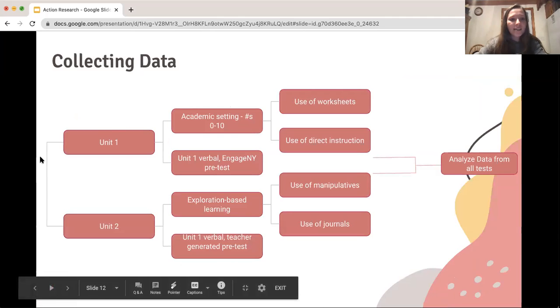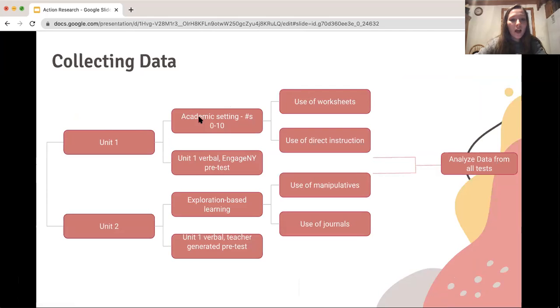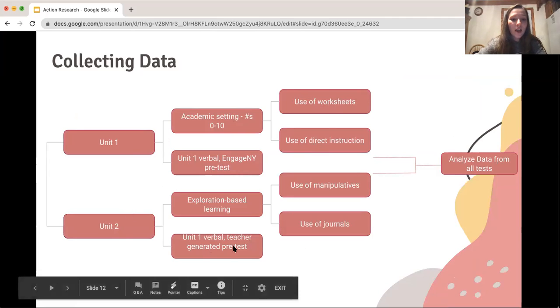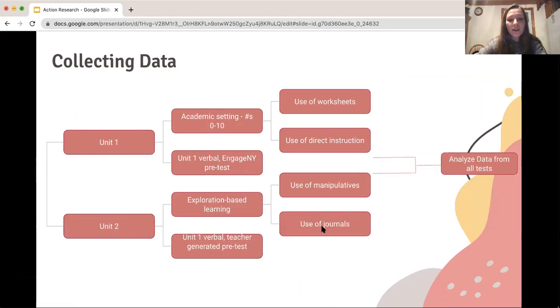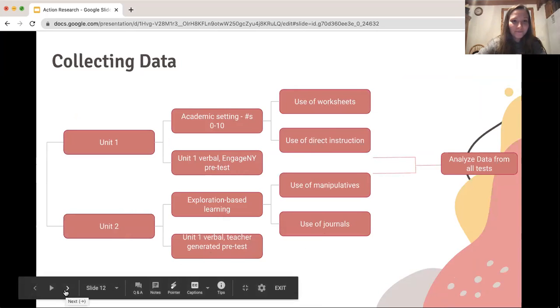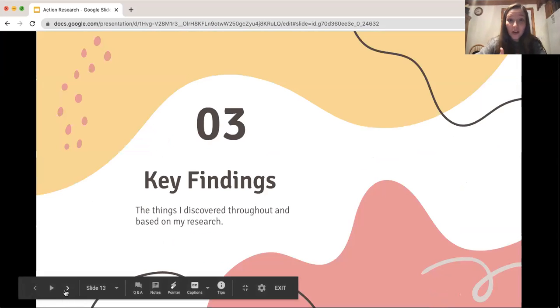So just like I said, collecting data for Unit 1, there was a Unit 1 verbal Engage New York pretest, and it was over numbers 0 to 10 in the academic setting. We used worksheets and direct instruction. Unit 2 was a verbally generated pretest, exploration-based learning, use of manipulatives and journals, and then at the end of it, I analyzed the data. I basically explained this slide on the last one. So now we're going to talk about what I found.